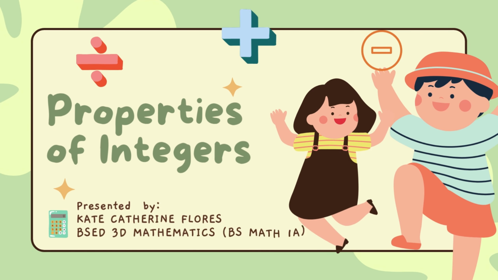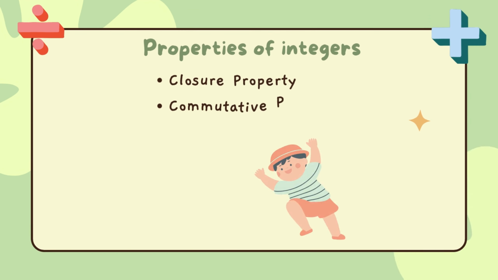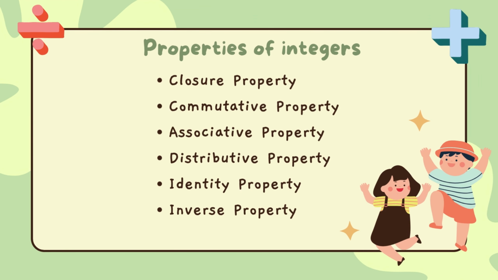So, in this video tutorial, we will discuss the properties of integers. So, what is an integer again? An integer is the number 0, a positive natural number, or the negation of a positive natural number. Okay, let's proceed to the properties of operations on integers. So, here are the properties of integers: closure property, commutative property, associative property, distributive property, identity property, and the last is inverse property.